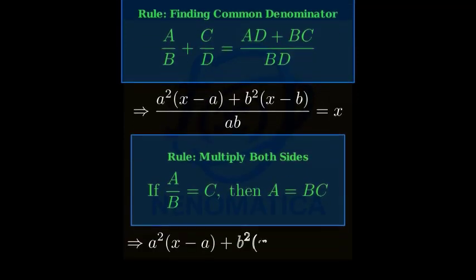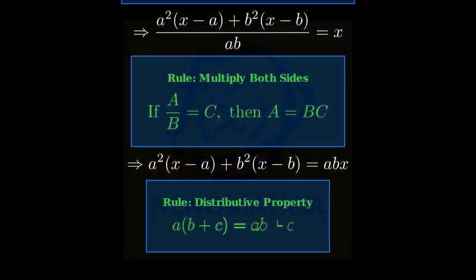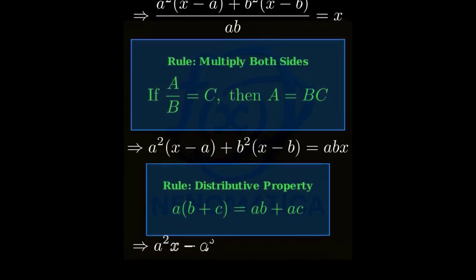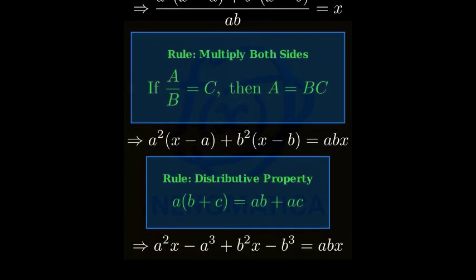Now, we'll multiply both sides of the equation by ab to eliminate the fraction. This gives us a squared times (x minus a) plus b squared times (x minus b) equals abx. Next, we'll expand the expressions on the left side. So, a squared times (x minus a) gives us a squared x minus a cubed. And b squared times (x minus b) gives us b squared x minus b cubed.